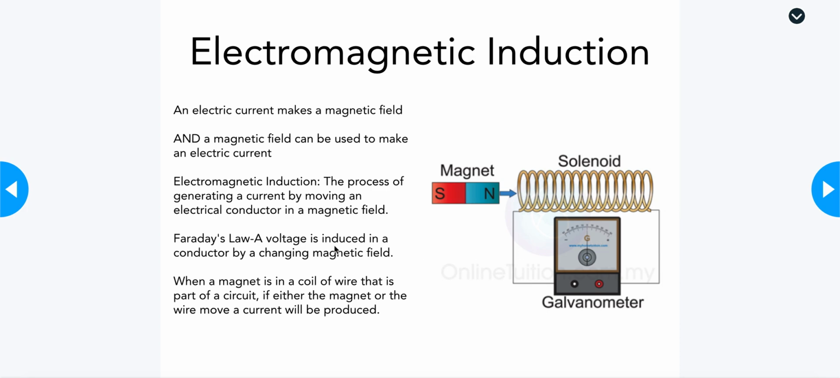So when a magnet is in a coil of wire that is a part of a circuit, if either the magnet or the wire move, a current will be produced, and that is electromagnetic induction. So this is just an example of a circuit. A galvanometer is a tool that is used to measure how much electricity is being produced.